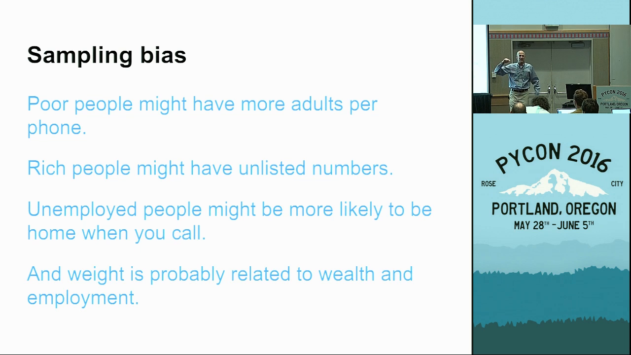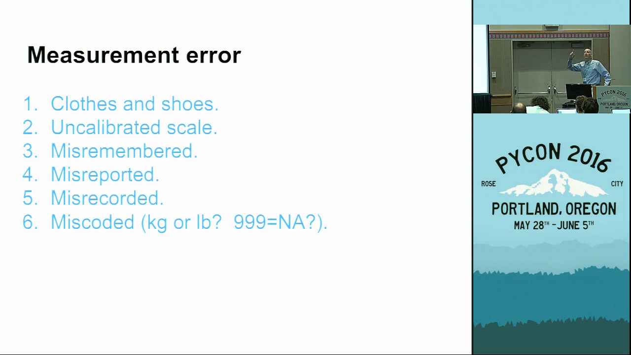People have unlisted numbers, so maybe you're not going to get celebrities, you're not going to get rich people. Someone who's unemployed might be more likely to be at home when you call. Someone who has 3 jobs is probably not home when you call, and weight is related to all of those things. So sampling bias is one source of error.